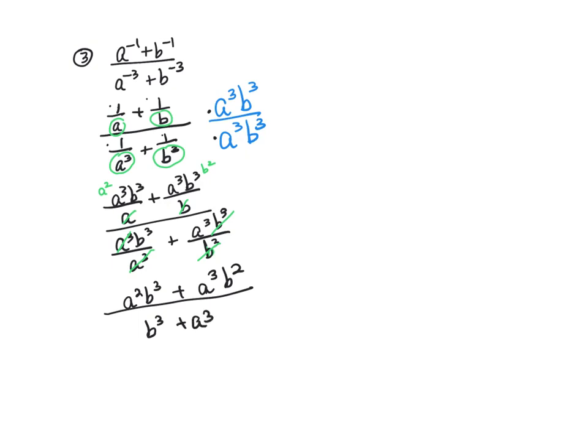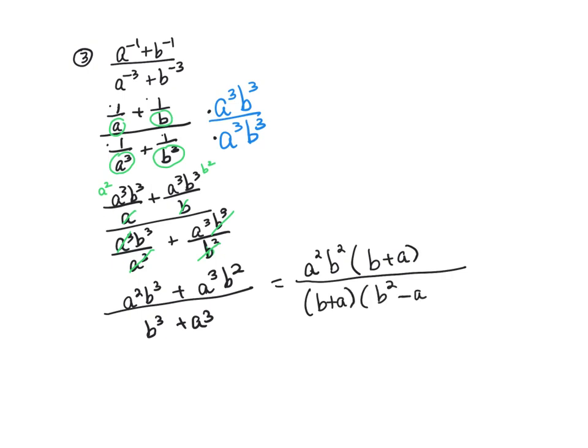Now let's try to factor that. In the numerator, the highest power of a that we could factor out is a squared, and for the b, b squared as well. So we're left with b plus a. The denominator is the sum of two cubes, and we could factor that into b plus a times b squared minus ab plus a squared.